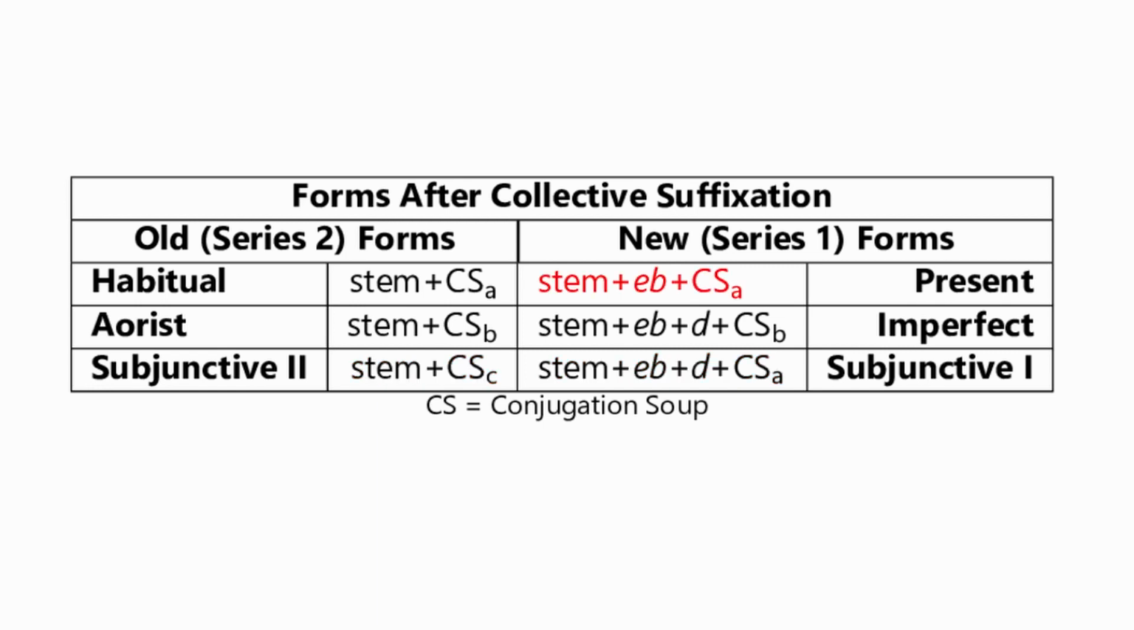The series 1 present evolved from the old durative to become the normal present tense. However, the habitual, since it was already of a durative aspect before this change, stayed durative, and it just represented a tenseless durative or a habitual in opposition to the specifically present tense series 1 form.